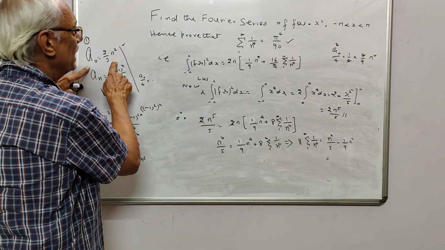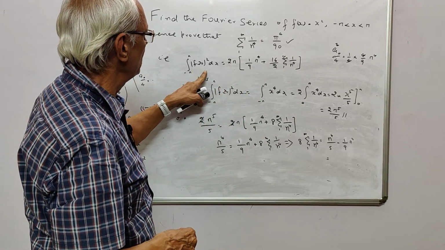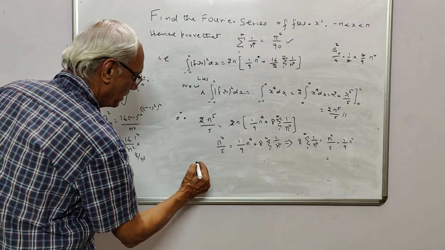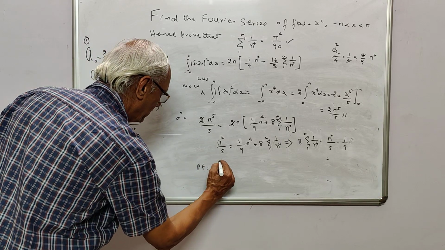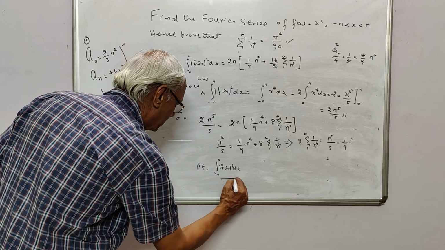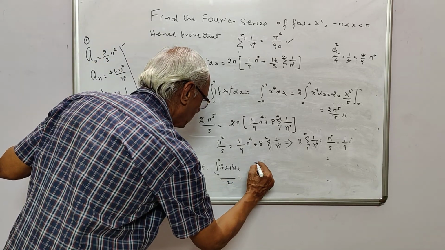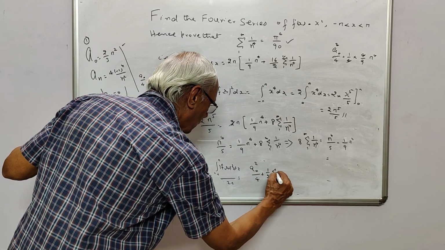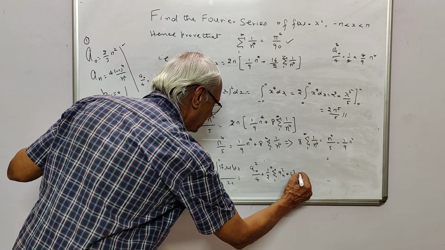Here you see that a naught squared, I will substitute. So in this place, what is Parseval's theorem? Parseval's theorem is this: the integral from minus π to plus π of f(x) whole squared, divided by 2π, is equal to a naught squared divided by 4 plus half into the sum from 1 to infinity of an squared plus bn squared.